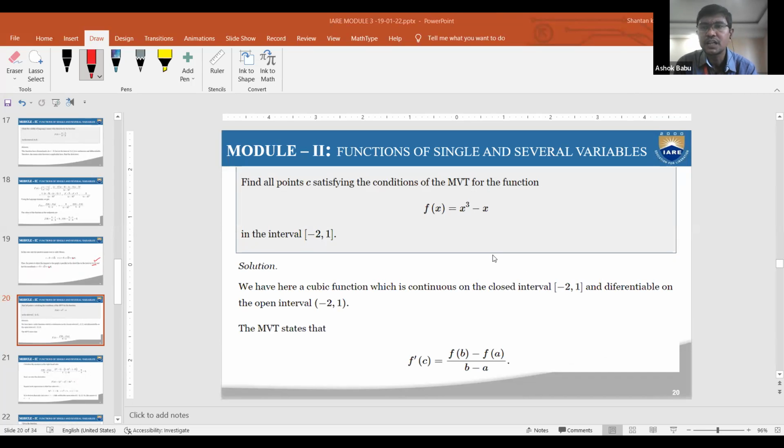Everyone try to understand at least one problem properly, then it is easy to understand every problem. Only the thing is you need to understand what is continuous, what is differentiable, what is the meaning of closed interval, open interval, and how to calculate f dash of x, that is a condition. A is equal to minus 2 and b is equal to 1 is the value.